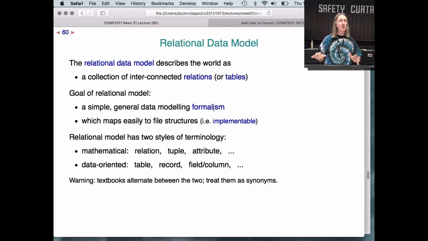It's a formal model, and you can reason about descriptions in the relational model and do proofs. We'll see some examples of that later when we talk about functional dependencies. So it has a nice formal model, but it's also easy to implement. A relation is just a collection of values, like a struct in C. I write a bunch of structs in a file, and that gives me a relation or a table.